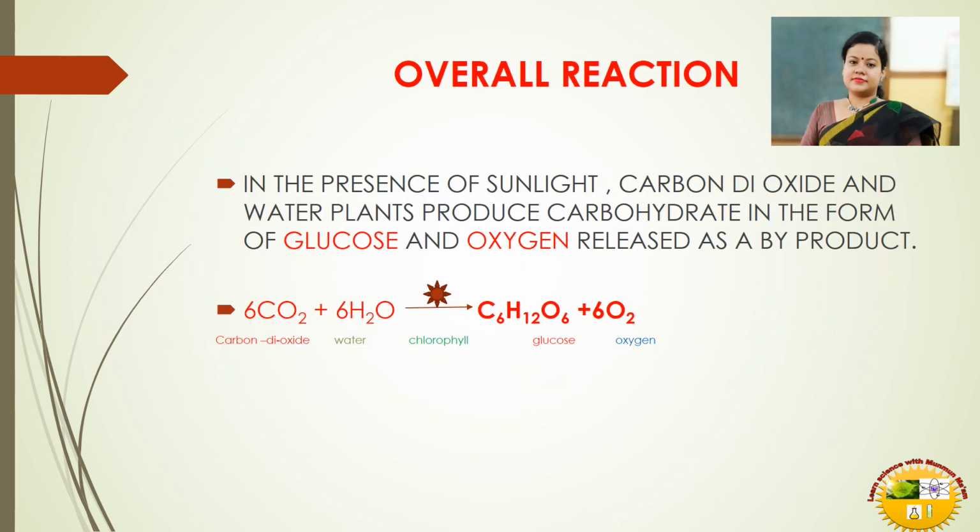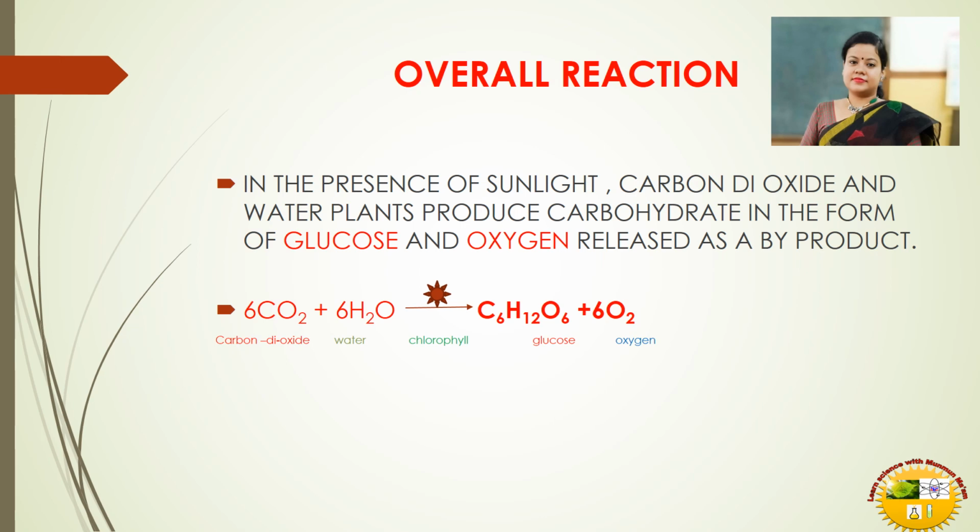So, overall, what happened during photosynthesis? In the presence of sunlight, carbon dioxide and water, plants produce carbohydrate in the form of glucose. So far we are discussing a chemical compound. What's that chemical compound? That is carbohydrate. More simply, glucose.